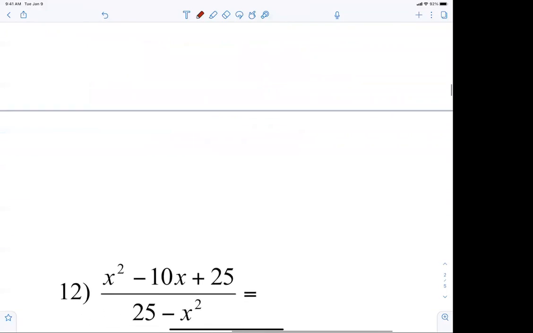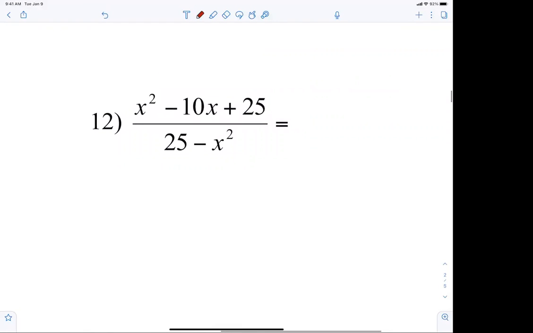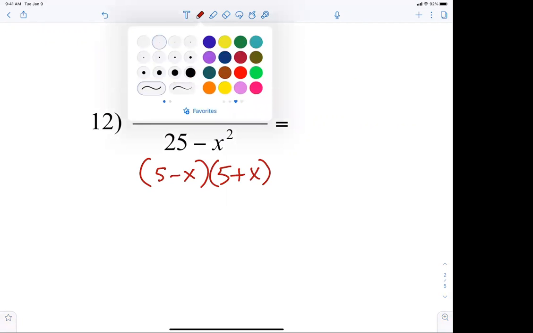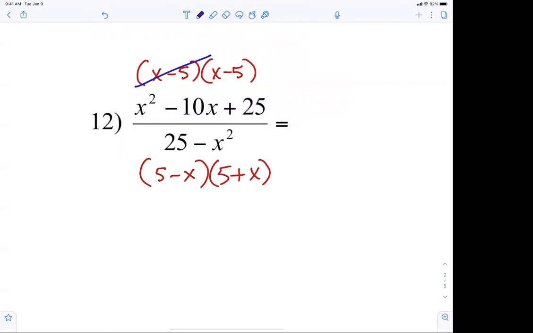All right, here we go. Number 12. Again, factoring. So we have the top x minus 5 and x minus 5 on the bottom. Yes, 5 minus x and 5 plus x. All right, so now here's where you have to be a little bit careful, because now we can cross out x minus 5 and 5 minus x, but it crosses out to a what? -1. So now I have negative parentheses x minus 5 over.